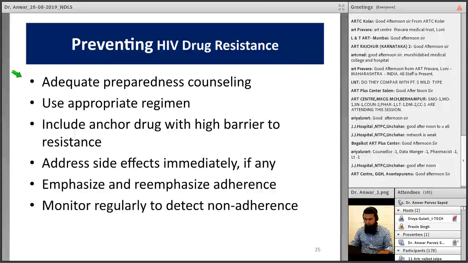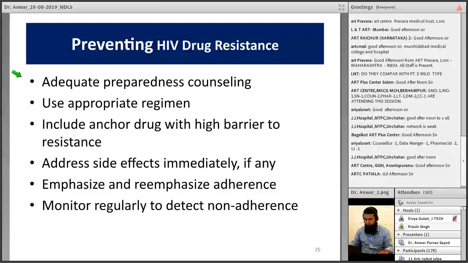So what we need to do is, when we start ART, we need to adequately prepare the patient or client for ART. We usually call it preparedness counseling or ART preparedness counseling. We need to explain each and everything about the ART. We need to identify what can be the perceived barriers to good adherence, and if there are any barriers, we need to counsel the patients properly so that they adhere to the treatment for a longer duration of time.